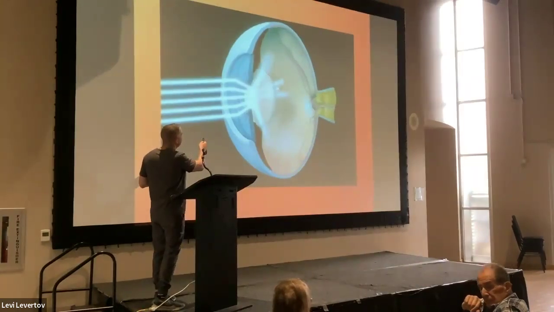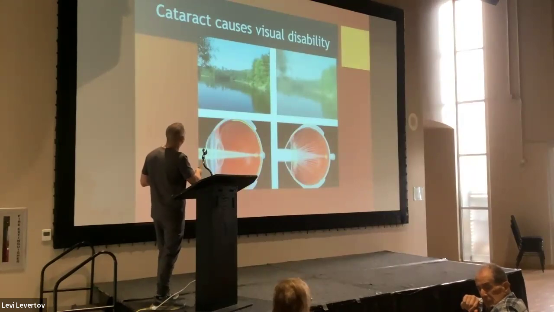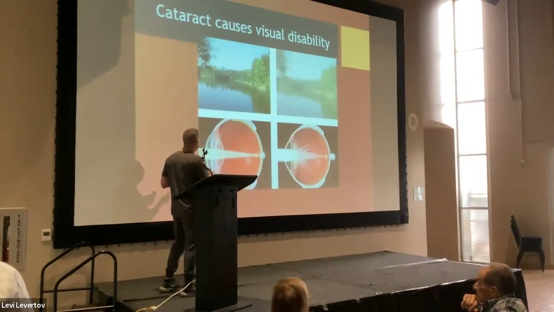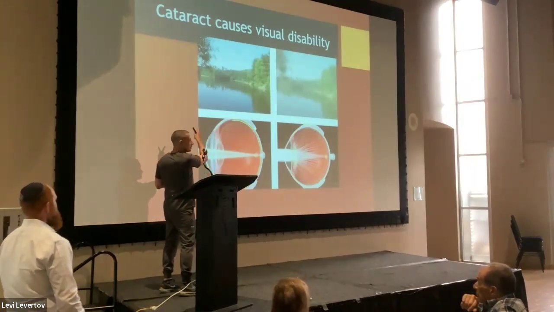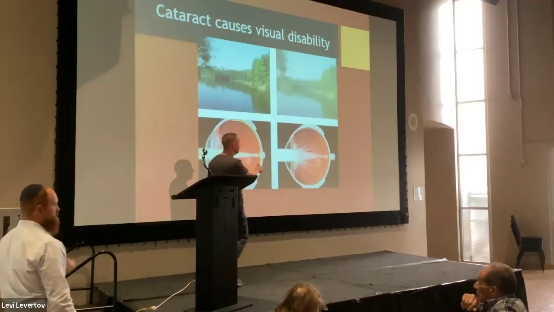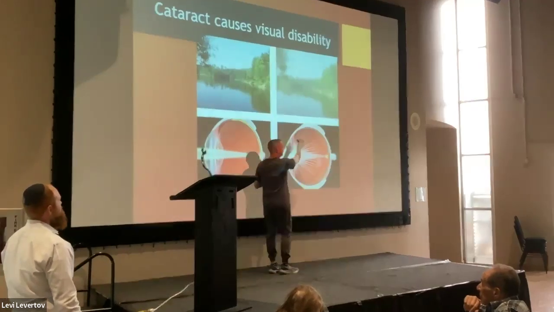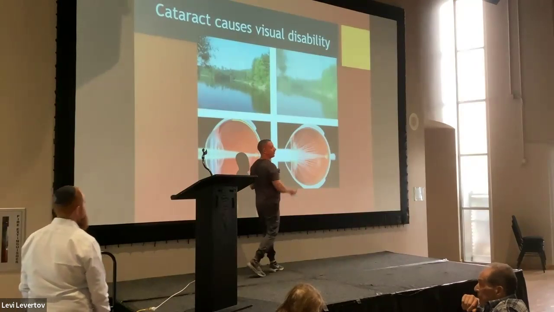And so when light goes in the eye, it creates glare. And this is what it looks like. Somebody who has a clear lens sees a sharp image. When they have glare, all this light gets dispersed and it's blurry.